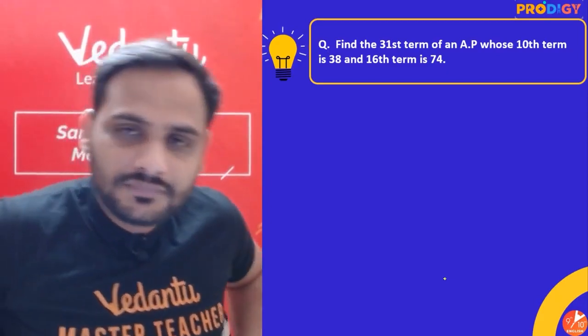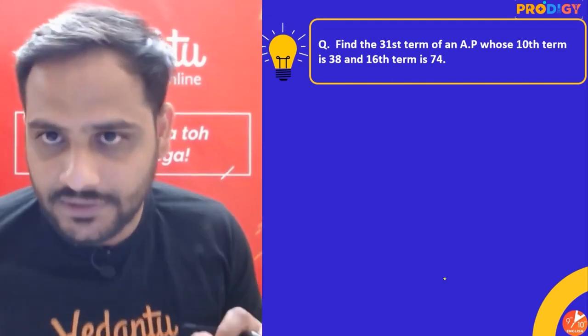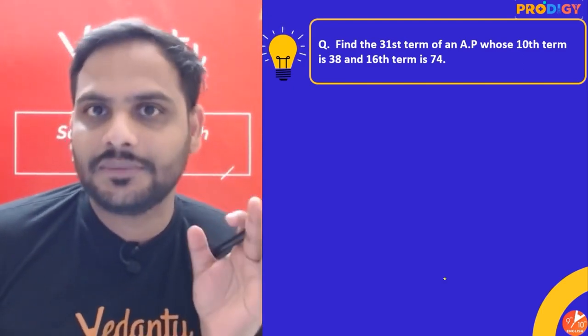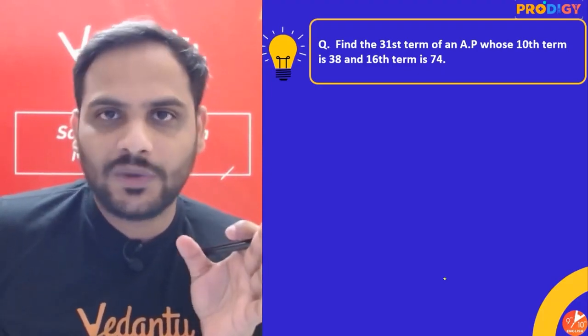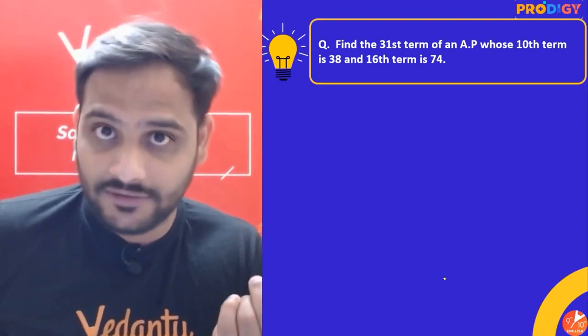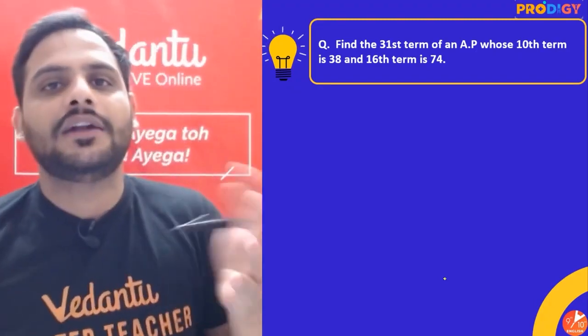Next, find the 31st term of an AP whose 10th term is 38 and 16th term is 74. Beta, in this question, we don't know what is the first term of that AP. We don't know the common difference. And they are asking me 31st term. So I'll first try to get both the terms.